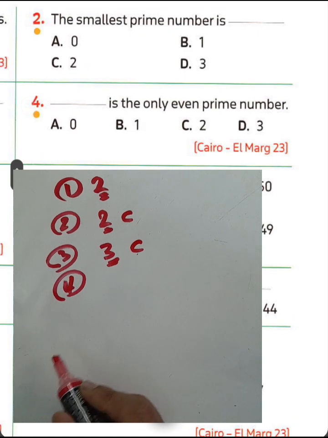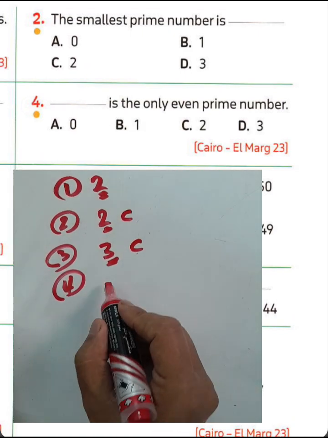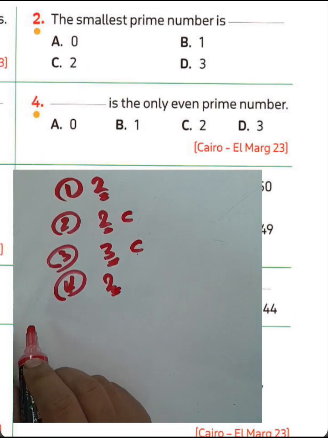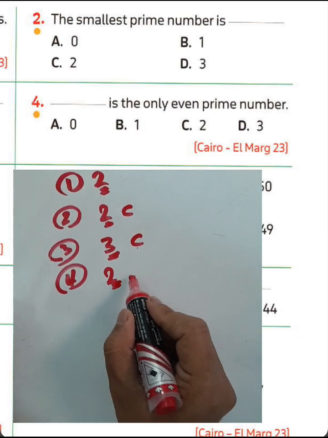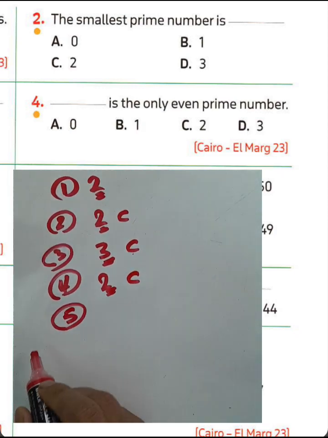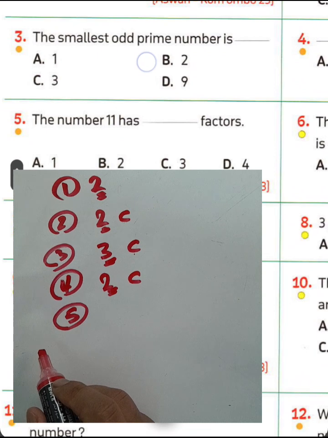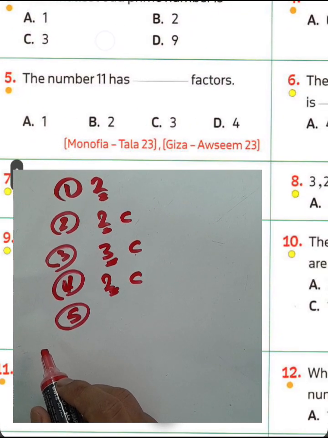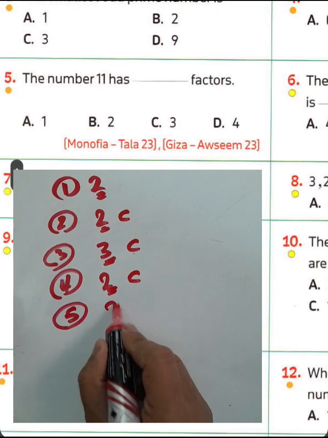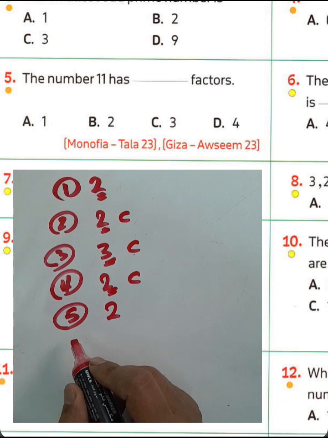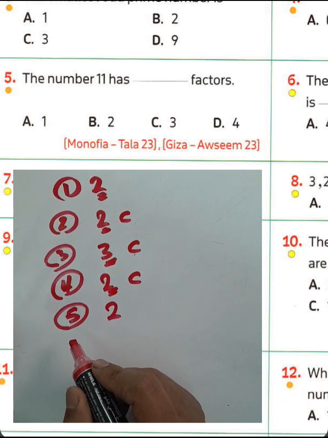2 is the only even prime number. Choose letter C. Question number 5. The number 11 has two factors.